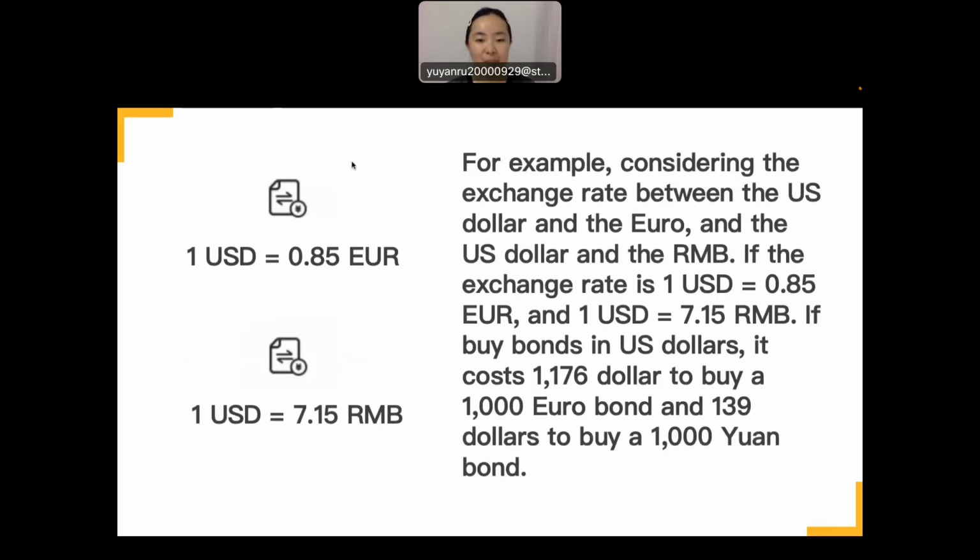So as we can see in this picture, for example, considering the exchange rate between the US dollar and the euro, and the US dollar and the RMB, if the exchange rate is 1 USD equals 0.85 EUR, and 1 USD equals 7.15 RMB. If I buy bonds in US dollars, it costs $1,176 to buy a 1,000 euro bond, and $139 to buy a 1,000 yuan bond.